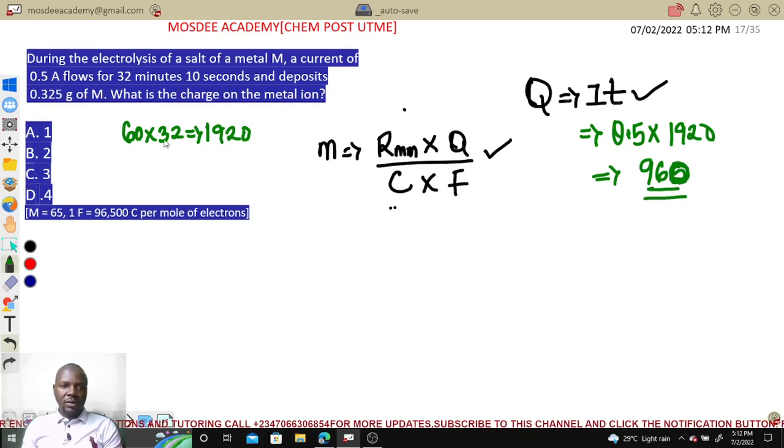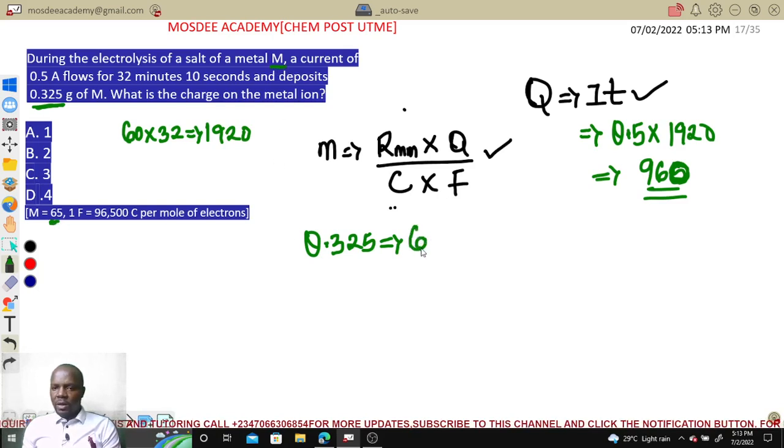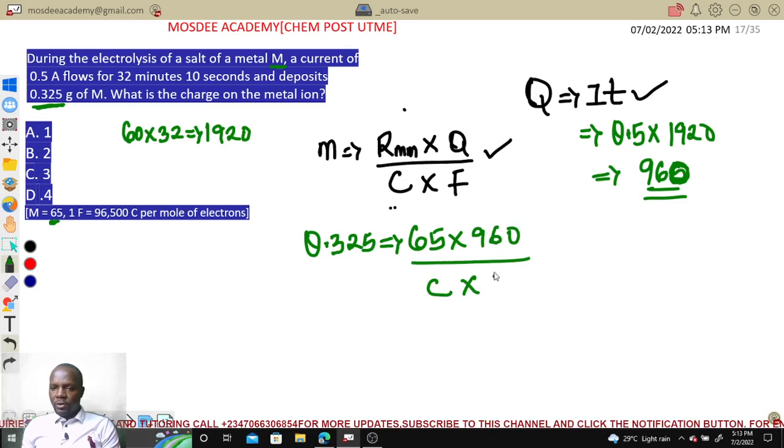The mass that was deposited is 0.325. 0.325 is equal to the relative molecular mass of this substance M, which should be given in brackets. It was 65 according to the admin. Multiplied by this, we solve 960. We are looking for the charge on it. The Faraday is constant 96,500. Before that, I was thinking this should be 965 so that we cancel each other. I don't know why it is not 965.